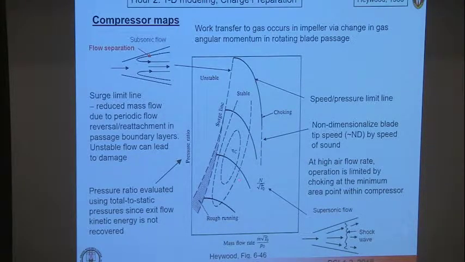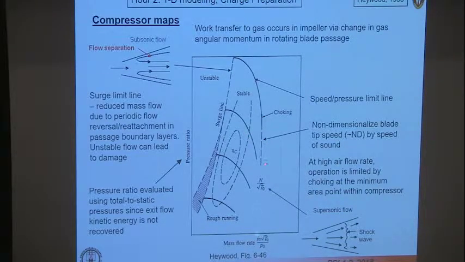And again, we're normalizing that against the speed of sound. That's why there's a square root T here. Remember, the speed of sound is the square root of gamma RT. And there are these lines that you see here, which are the compressor efficiency lines. You'd like to operate somewhere in this high compressor efficiency region. There are other lines on this plot that are of interest, namely the choke line.